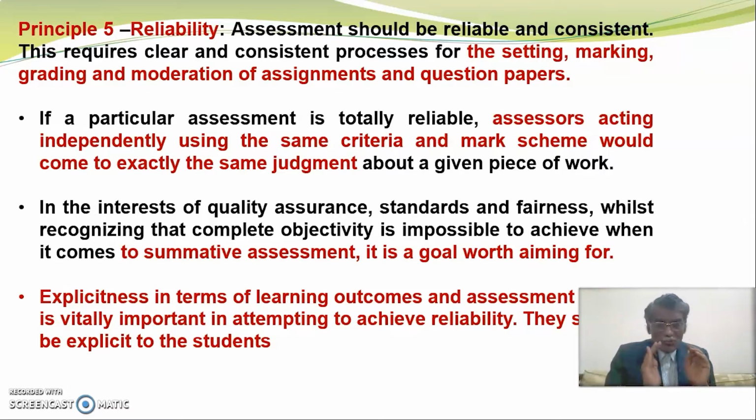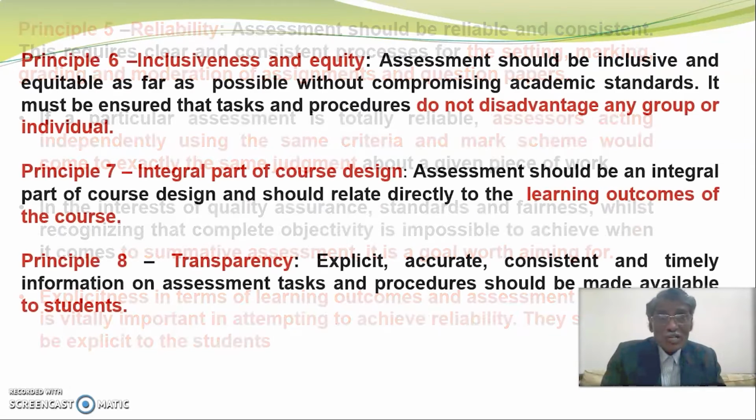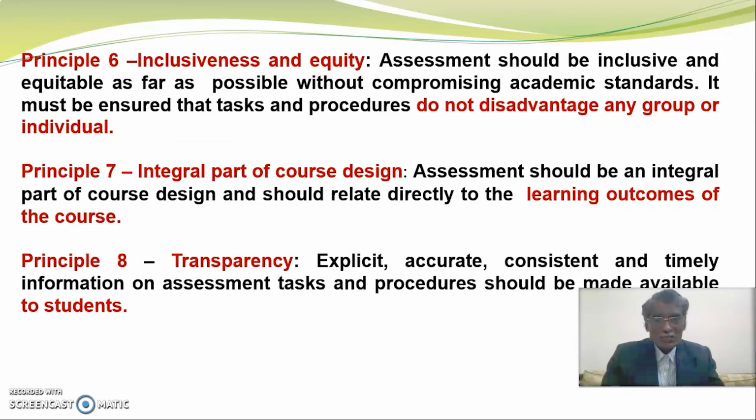Explicitness in terms of learning outcomes and assessment criteria is important in attempting to achieve reliability. Sir, they should be explicit to the students. Principle 6, inclusiveness and equity. Assessment should be inclusive and equitable as far as possible without compromising academic standards. It must be ensured that the tasks and procedures do not disadvantage any group or individual.